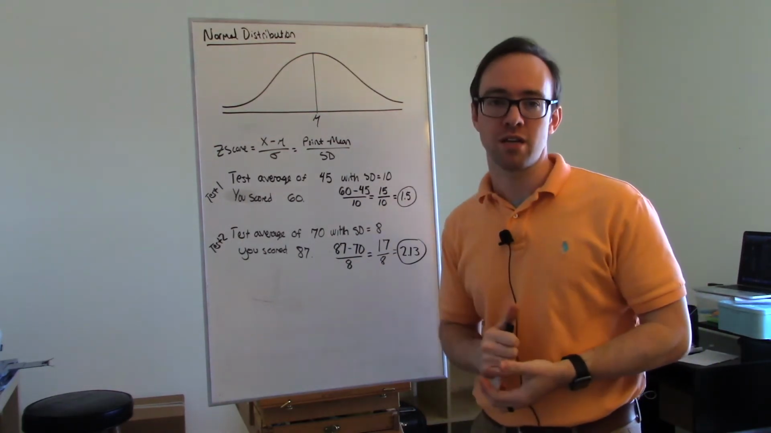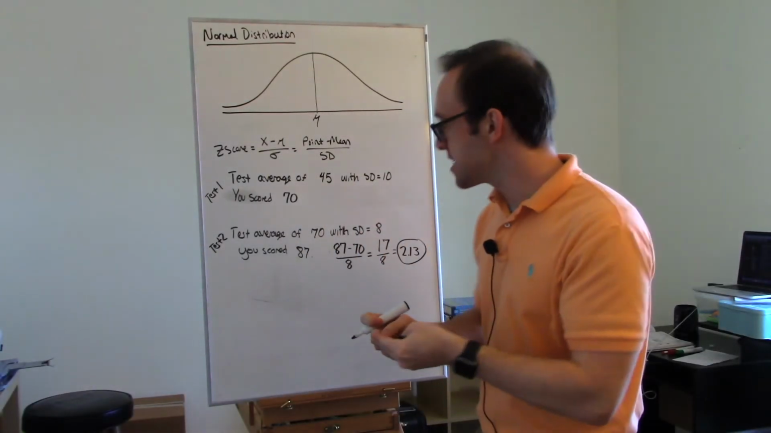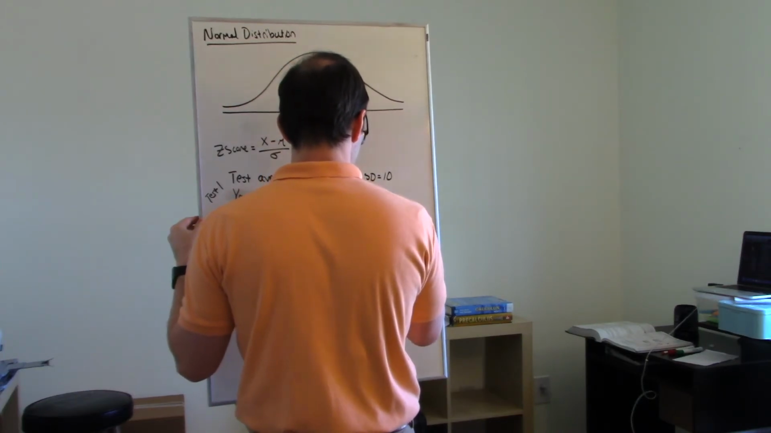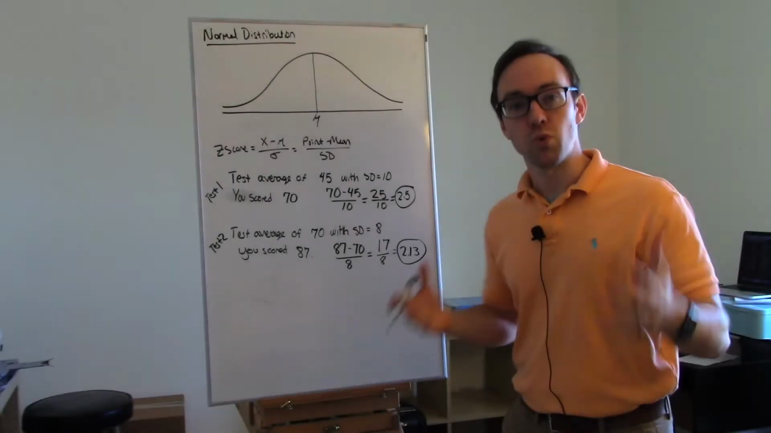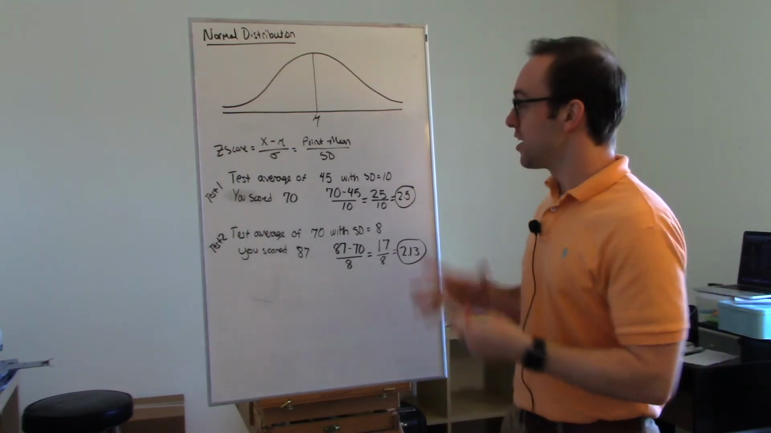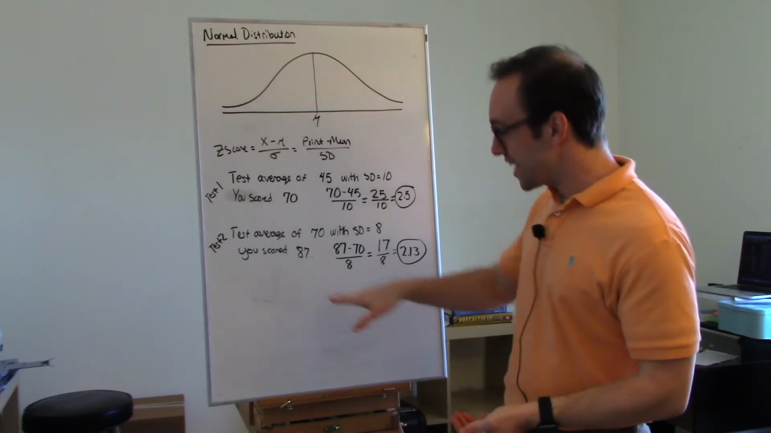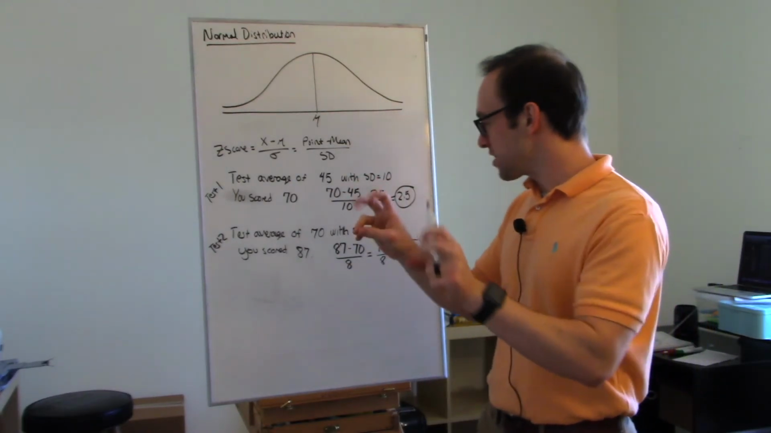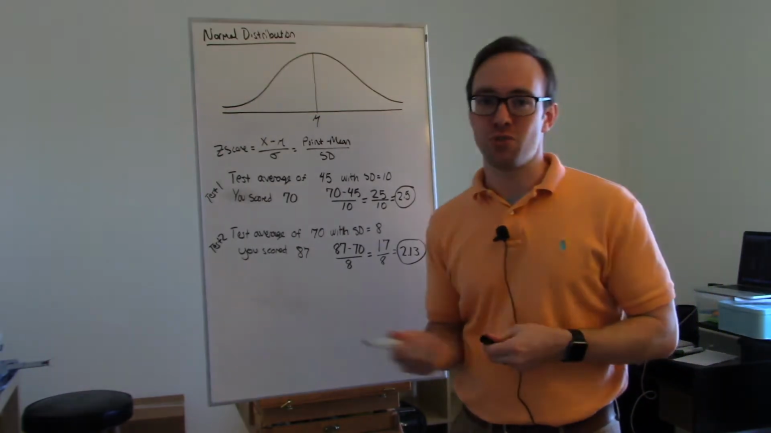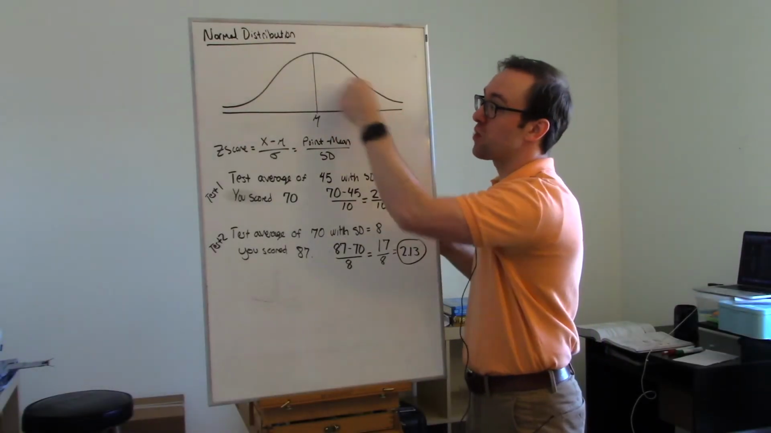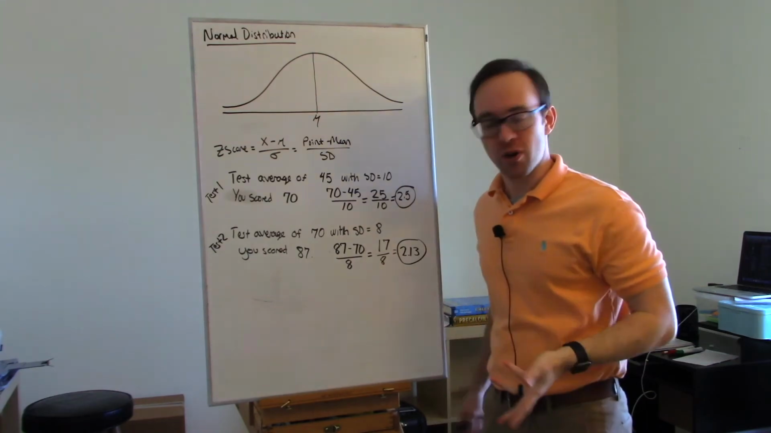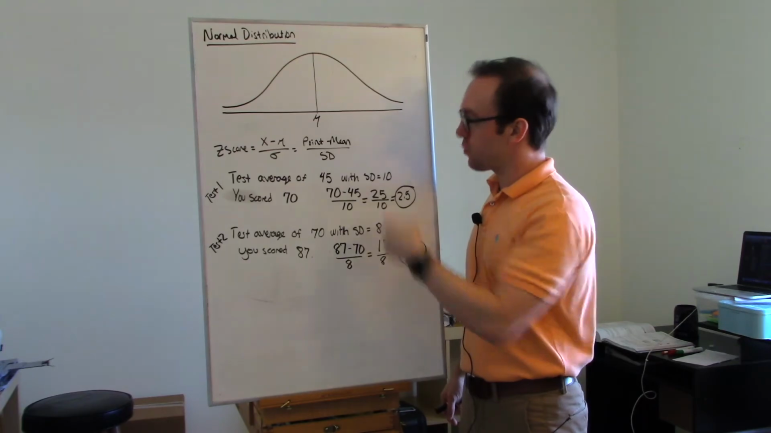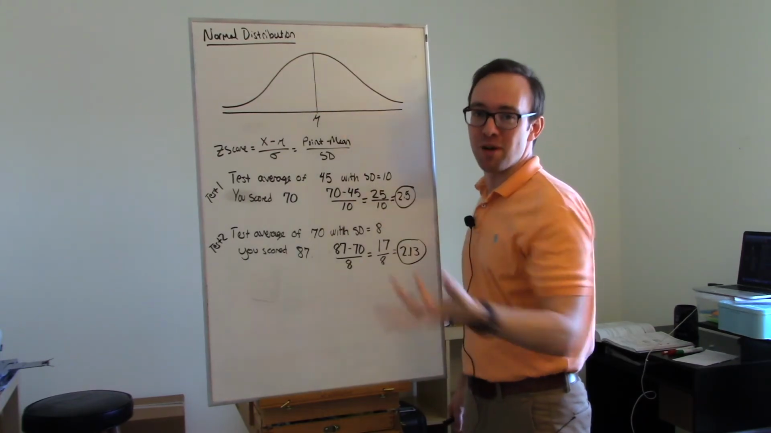If we changed it to 70, then we would have 70 minus 45 over 10, which is now 25 over 10, or 2.5. So if you scored a 70 on test 1, even though it's not as high as an 87, you did technically relatively better on test 1 than you did on test 2. What these z-scores represent is where exactly it's located on this bell curve. 2.5 means it's 2.5 standard deviations above the mean. 2.13 is 2.13 above the mean.